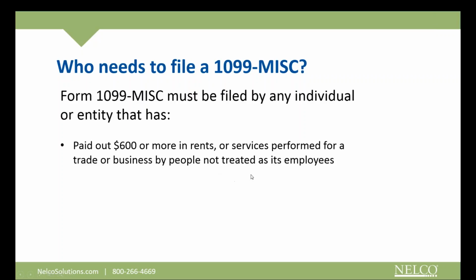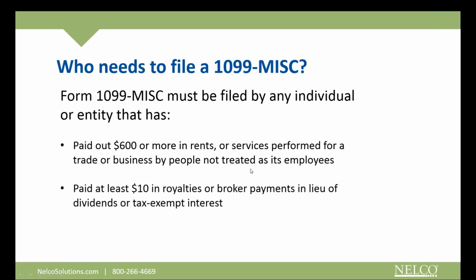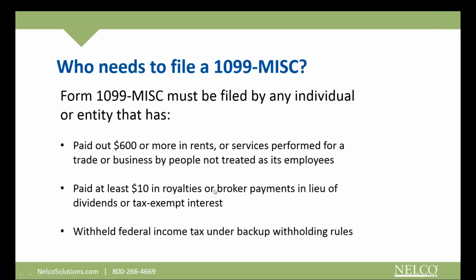There are also a couple other situations where 1099 Miscellaneous might be appropriate that are a little less common. If you've paid at least $10 in royalties or broker payments in lieu of dividends or tax-exempt interest, or if you've withheld federal income tax under backup withholding rules. Those are some really specific instances that we're not going to get into, but just know that they're there, so if they apply, make sure to check those out.